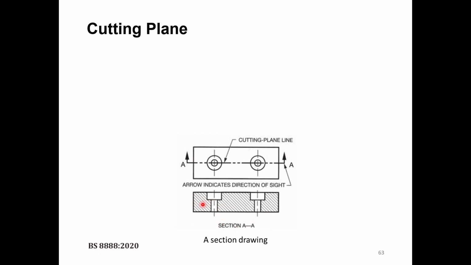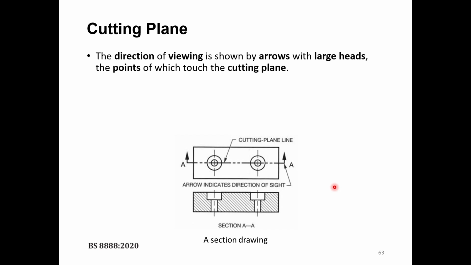And you see these are the hatching of these areas, which is similar to the saw marks that the saw leaves after cutting. And then we write underneath here section AA, which means that this is what we see when we cut through the component using this cutting plane line.